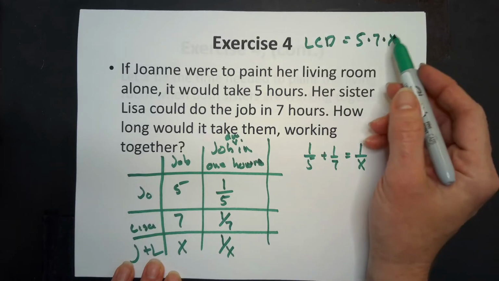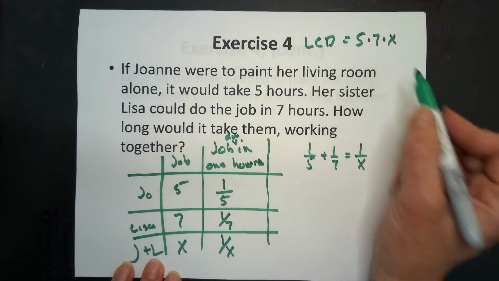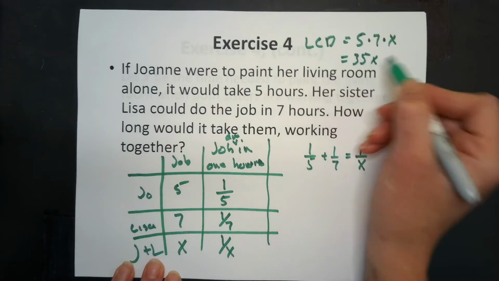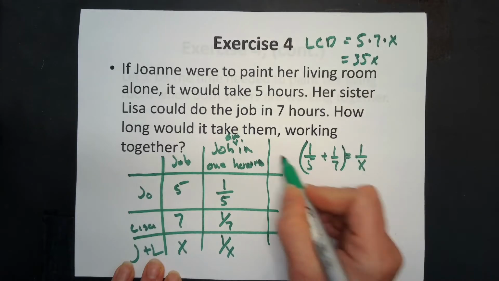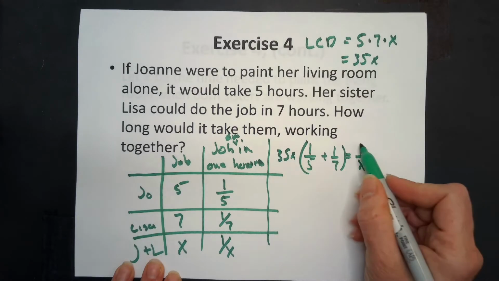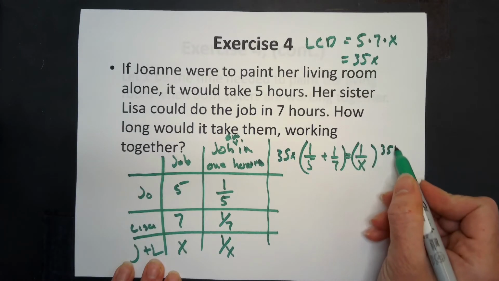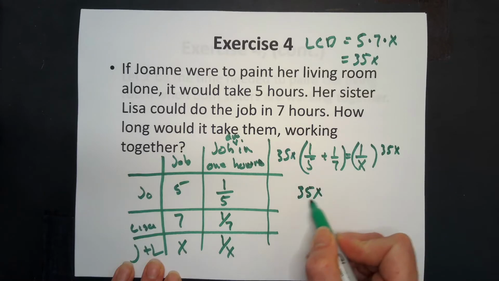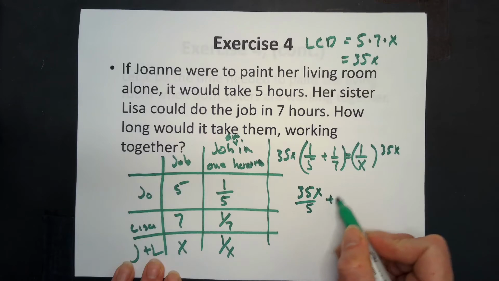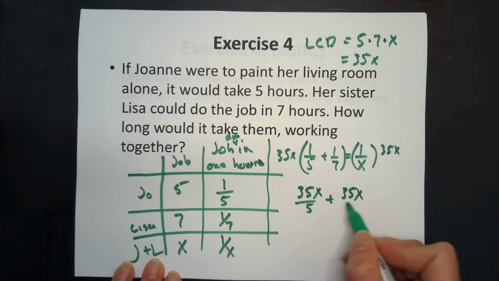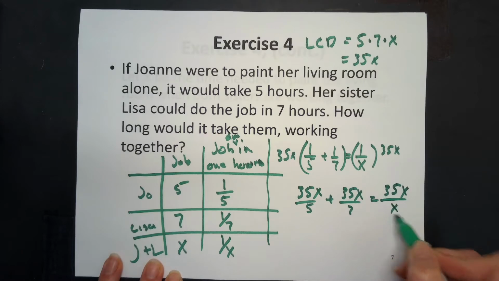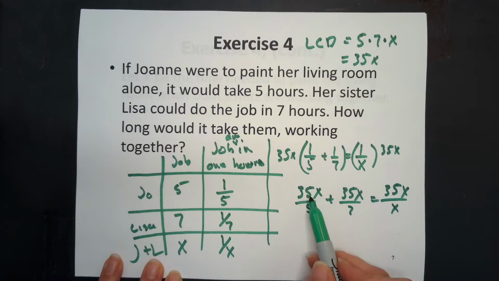They're all unique. And so once we have that, I'm going to need to multiply everything by 35x as my least common denominator. So left-hand side, 35x. Right-hand side, 35x. And so that's going to give us 35x over 5 plus 35x over 7 equals 35x over x. So that's going to cancel my 5.